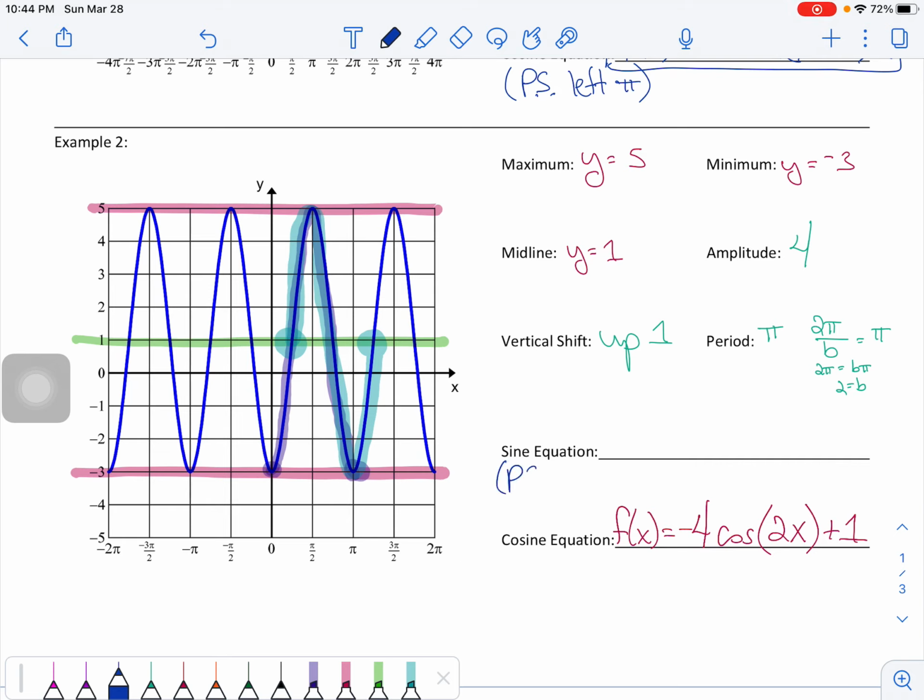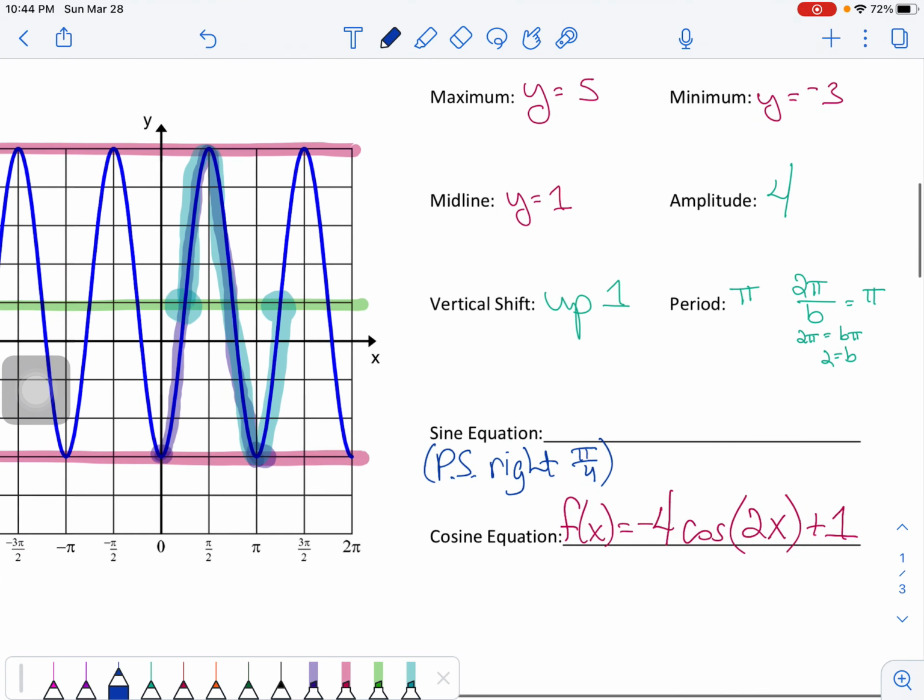So for that sine equation, we have a phase shift of, now, it's not labeled here, but this is literally halfway between 0 and pi over 2. So that's going to be a phase shift right pi over 4. Now, on a test or anything like that, I'll make sure that it's very obvious what the phase shifts are, so that you're not guessing. Just be aware of that.